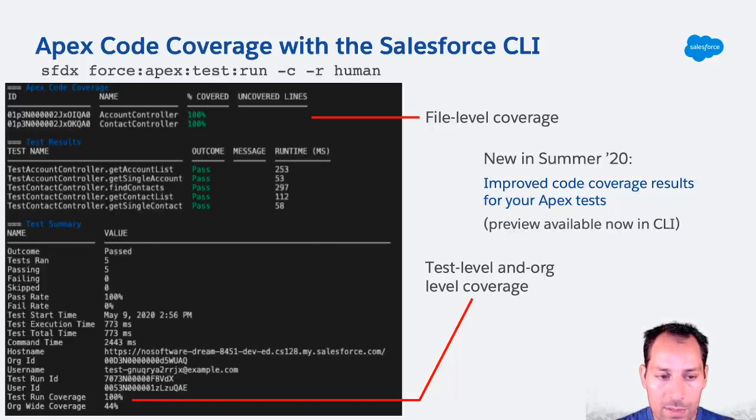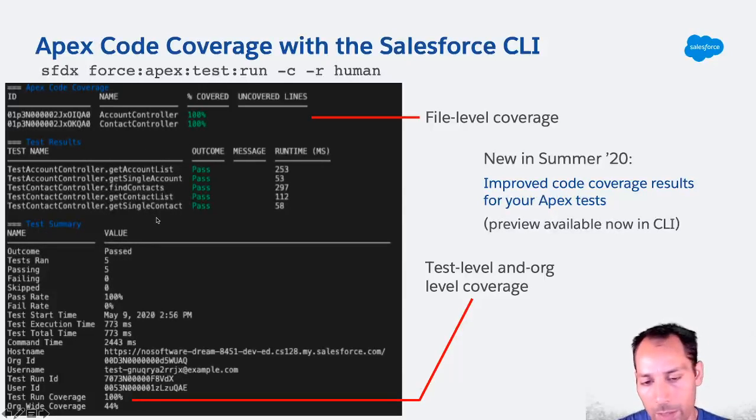Now, what this does here is that it will run all your tests with the -c flag here, which retrieves code coverage, and we are using a -r human flag in command argument, sorry, and this means that we are retrieving the results in a human readable format. This runs all the tests, and you can see here the output of a command line. In the top section here, we can see the coverage for our two different Apex classes, account controller and contact controller. And we can see below the different tests.